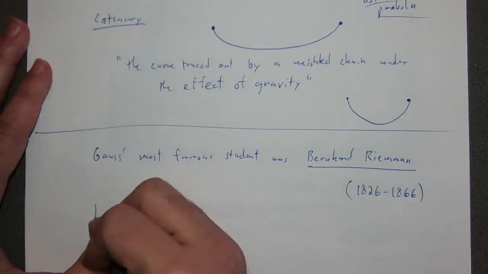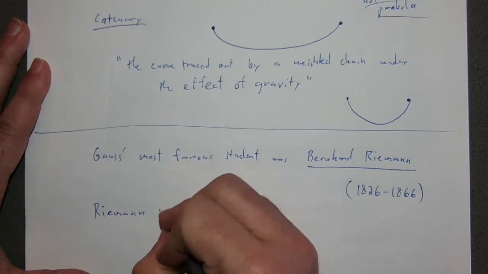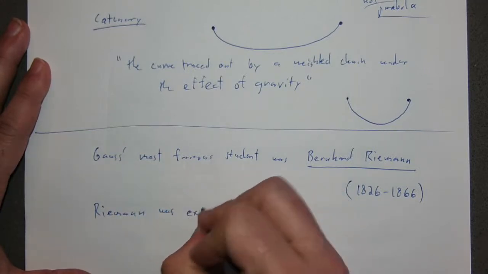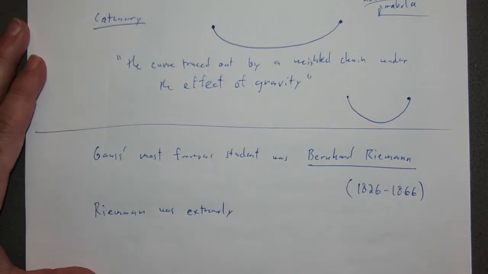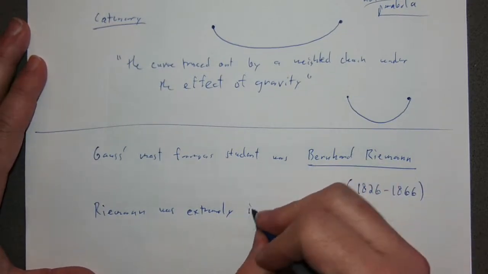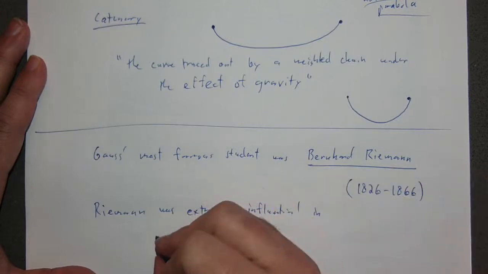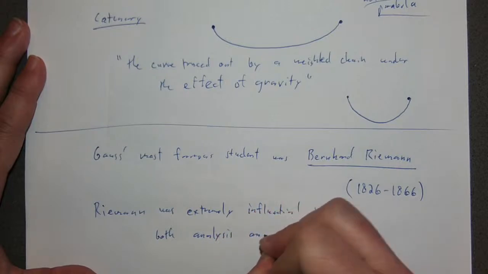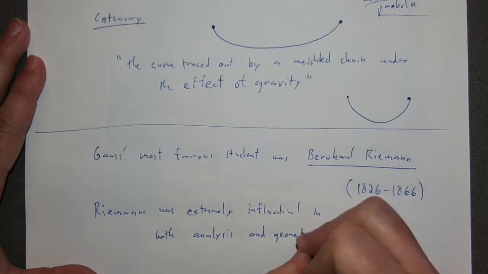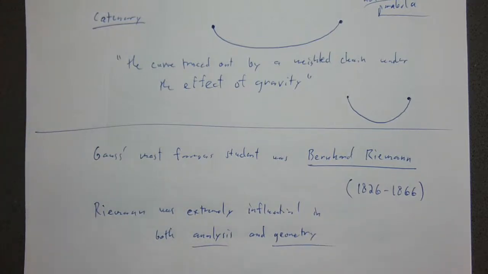So Riemann is an extremely influential mathematician. In fact, you have already heard of his name, not just from the Riemann hypothesis that I mentioned earlier, but from Riemann sums. So Riemann was extremely influential in both analysis and geometry. So remember, analysis is now what we call calculus and where calculus heads.